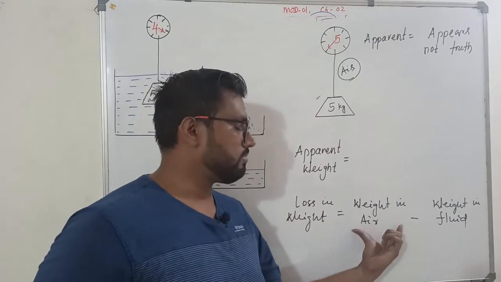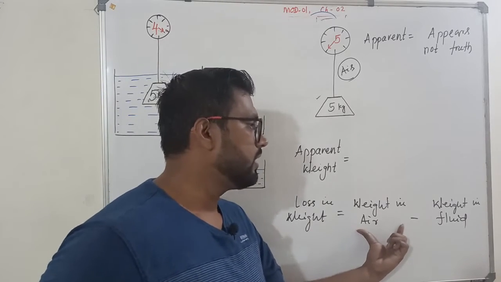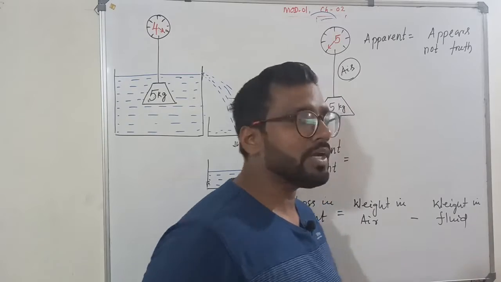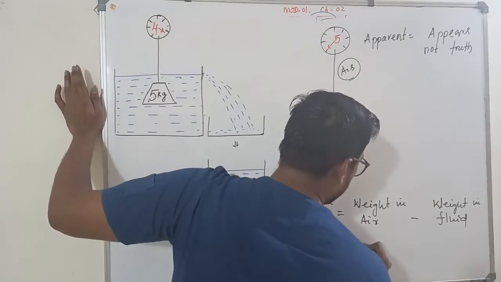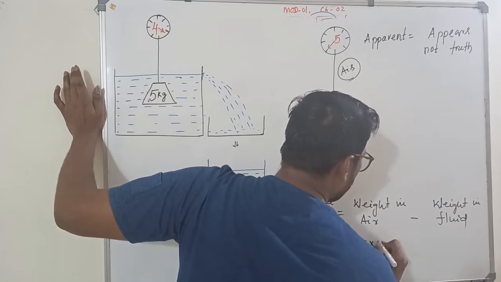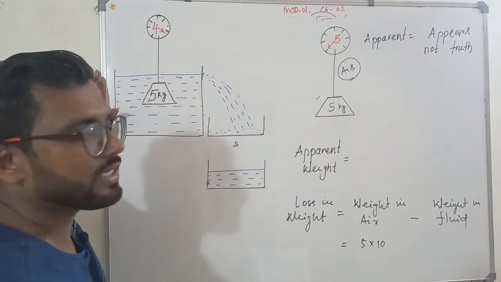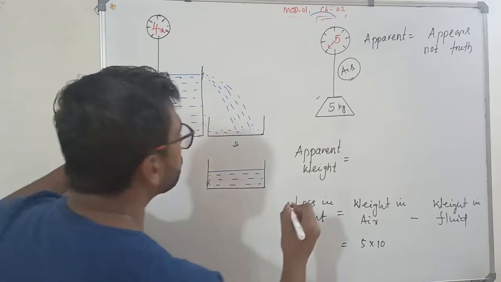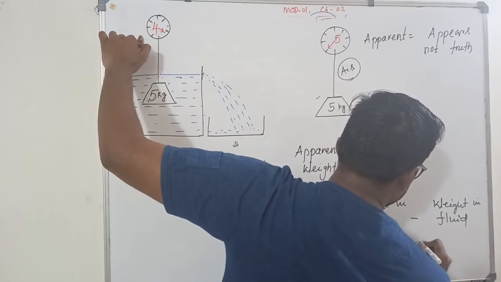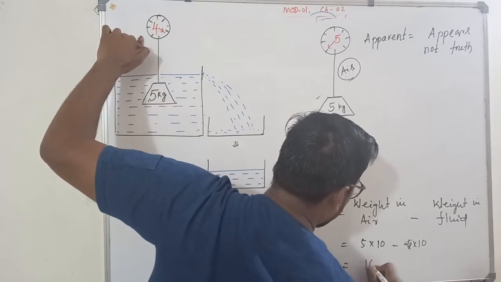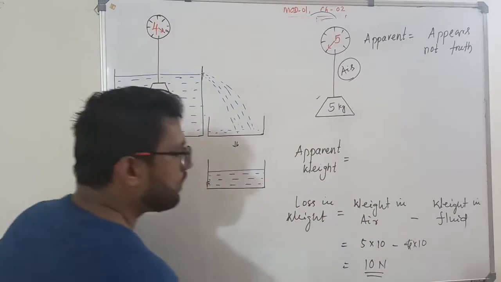How much you have lost? Weight in air measured minus the weight in fluid. So how much you have measured in air? 5 into 9.81. Okay, for simple calculation we are taking 10 minus weight in fluid. How much is it showing? Sir, it is showing 4. So 4 into 10 I will take. So how much did I get? I got 10 Newton as the loss in weight.